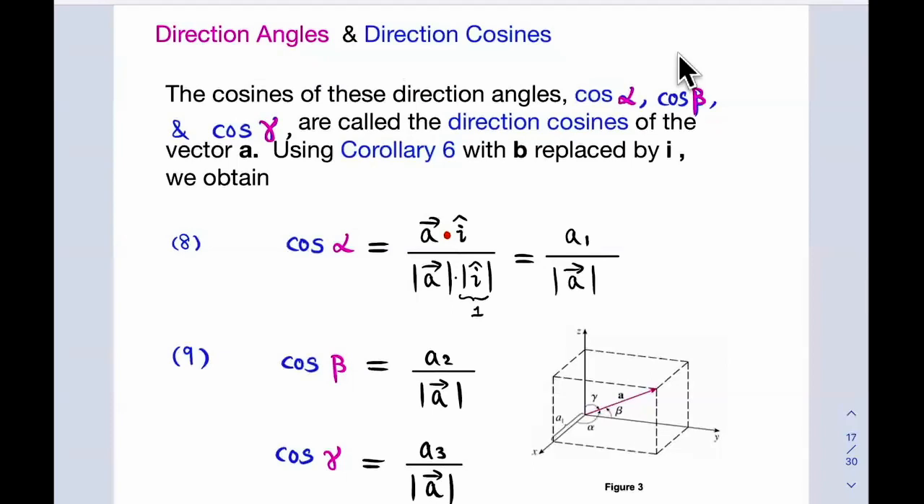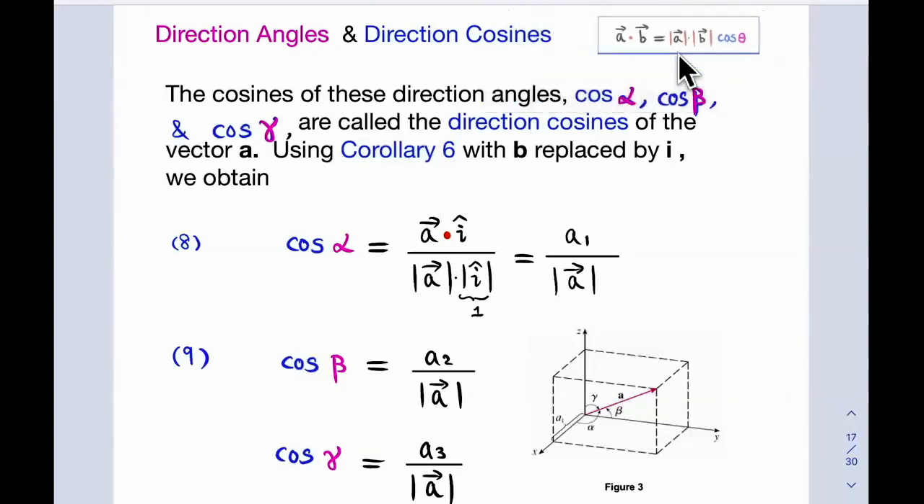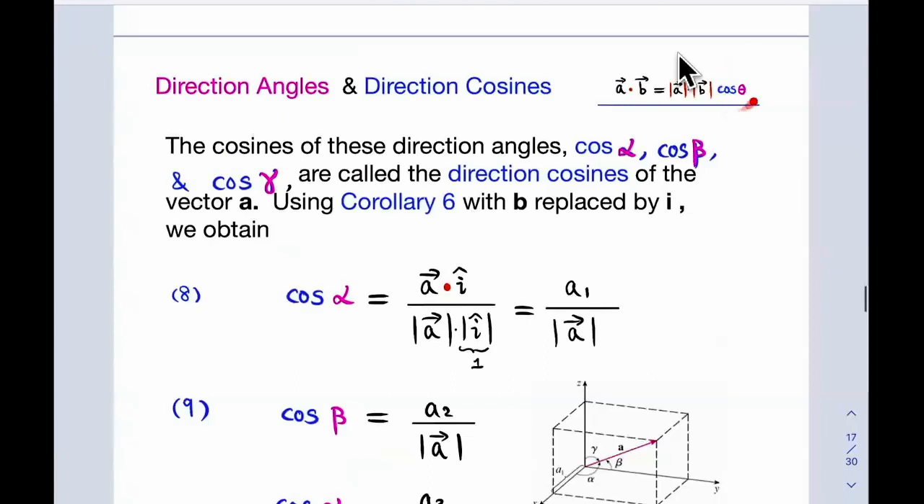The cosines of these direction angles, cosine alpha, cosine beta, cosine gamma, are called direction cosines of the vector. And how do we find cosine alpha? Well, we just talked about the dot product. Remember before we had this: the cosine of the angle between them is the dot product divided by the product of the magnitudes.